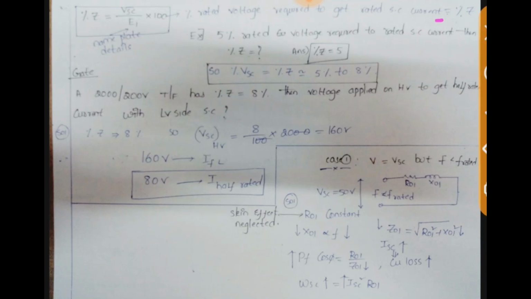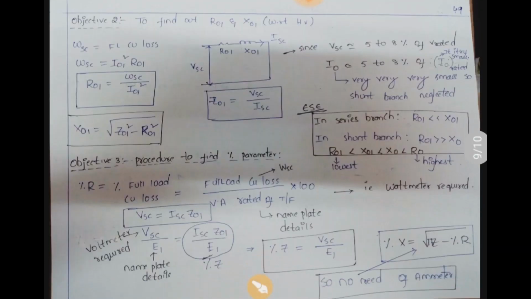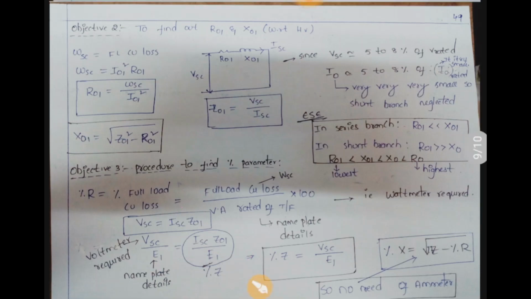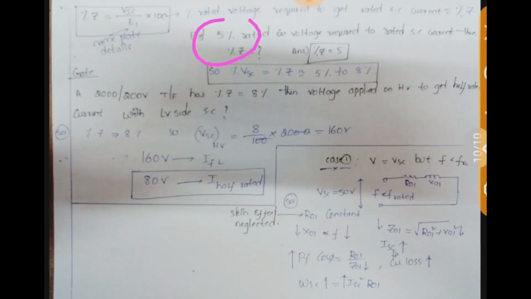See here, percentage Z equals VSC by E1 into 100. I already told you that you cannot compare Z directly, so you convert into terms of voltage. Percentage VSC, short circuit voltage by E1, will always give the value in terms of impedance. Here he is given 5% compared with E1. If 5% is enough, that is equal to percentage Z. So whether he gives percentage Z or the percentage of voltage required to flow the current, all have the same meaning. The examiner may frame the question in any way, and you must be able to answer.